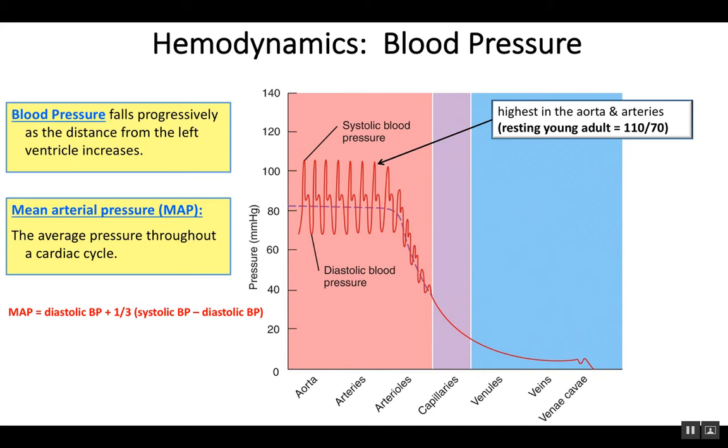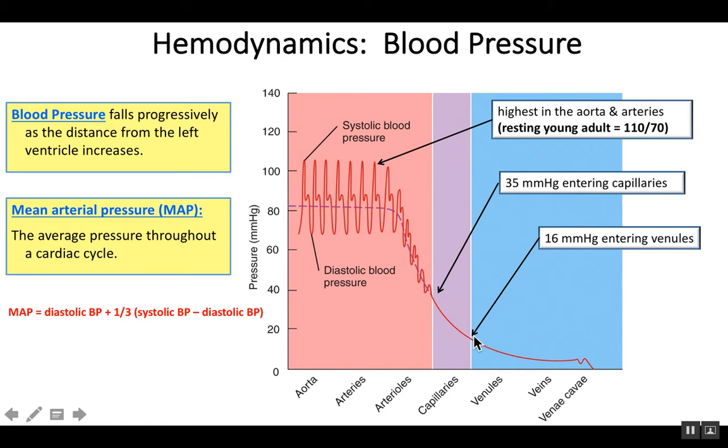It doesn't start to drop until you get to arterioles and then capillaries. So we've learned this number already. This is that the beginning of a capillary is about 35 millimeters mercury. Then at the end of a capillary, it's down to about 16. And then it keeps dropping in venules and veins. And the right atrium can get all the way down to 0.